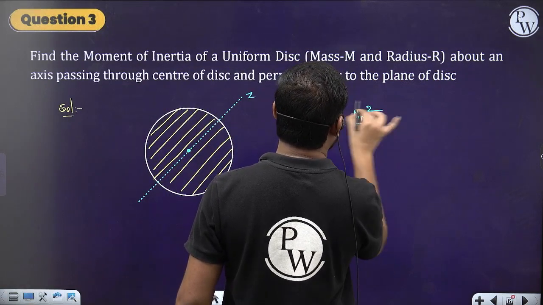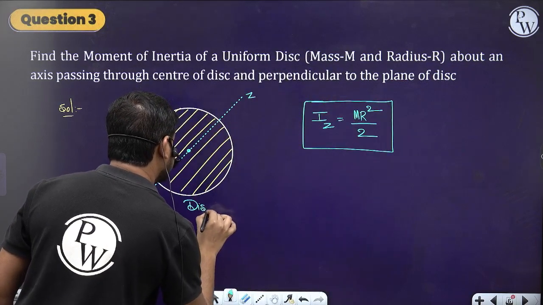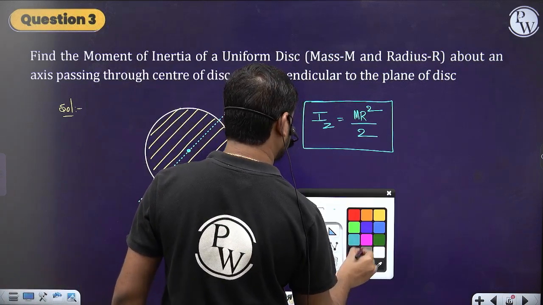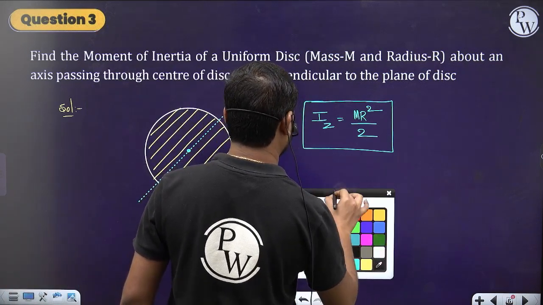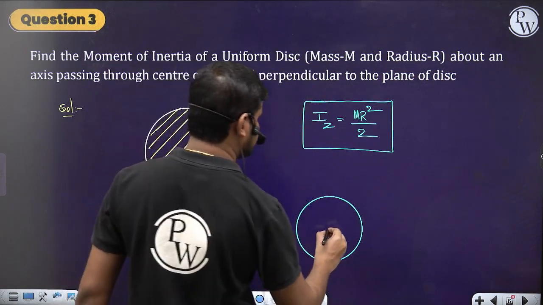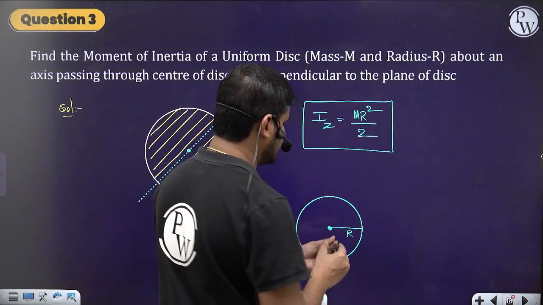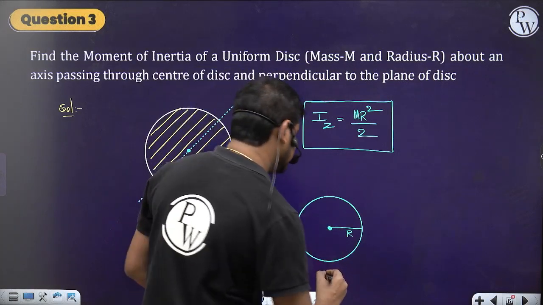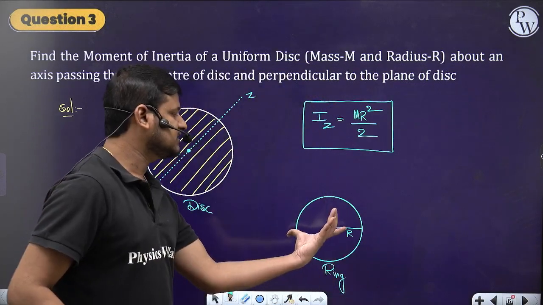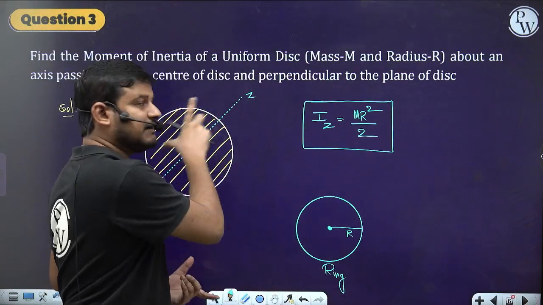This is for the disk. The same concept applies for the circular ring. If I take the circular ring, I'll write that also here. This is a circular ring, which is of radius r. Now if you are finding the moment of inertia about this point, again for the circular ring, this is a ring, not a disk. What is the difference between ring and disk? The ring is just hollow. This one is completely solid.